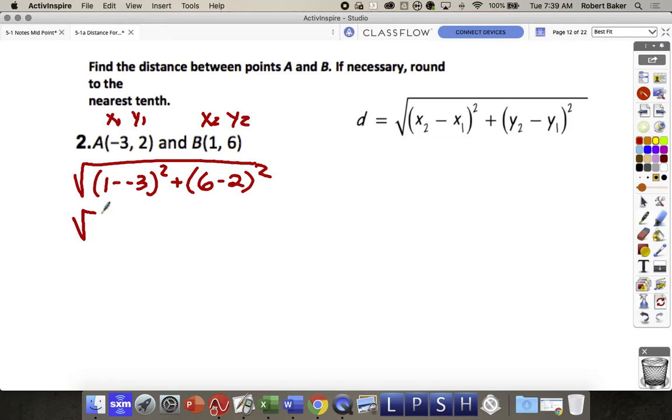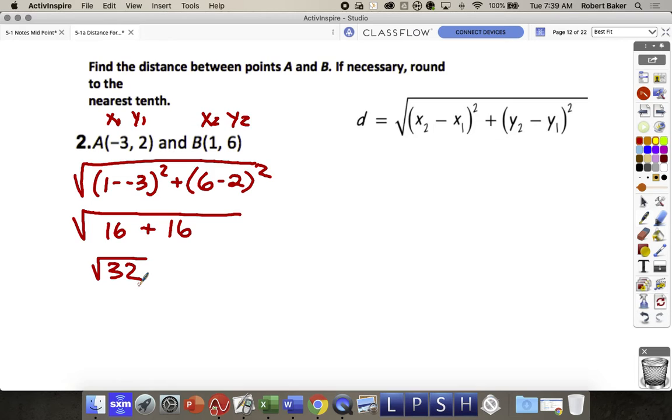As you become more and more confident with this, you guys can start skipping quite a few steps. 1 minus -3 is 4. 4 squared is 16. 6 minus 2 is 4. 4 squared is 16. 16 plus 16 is 32. So it says round to the nearest tenth, or you can simplify that.